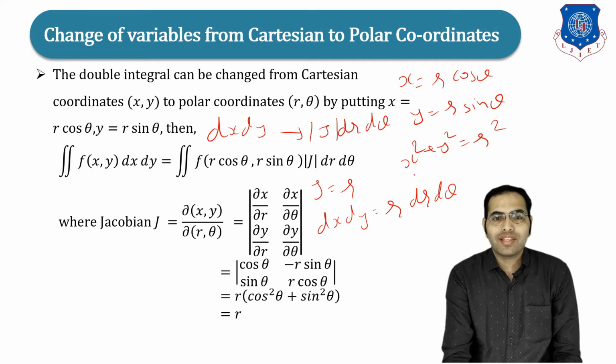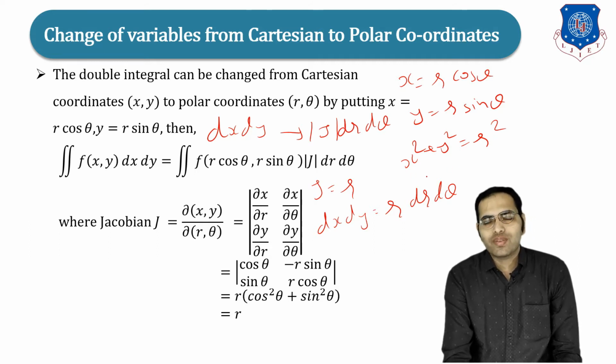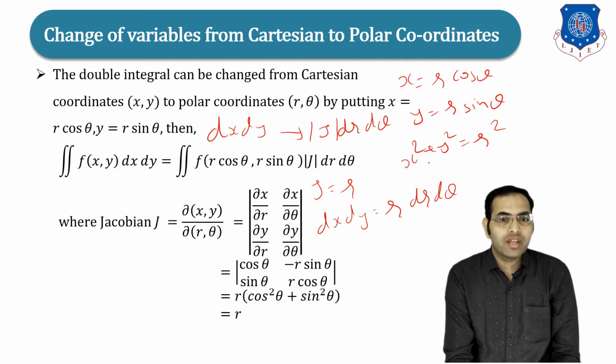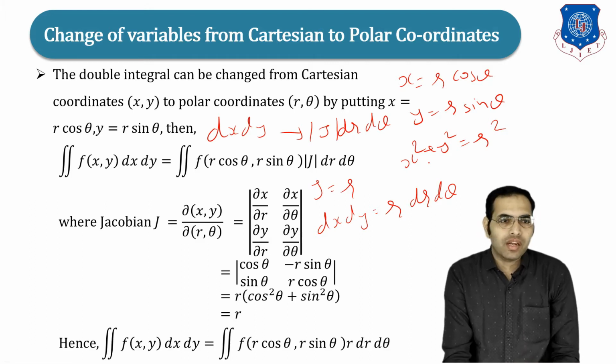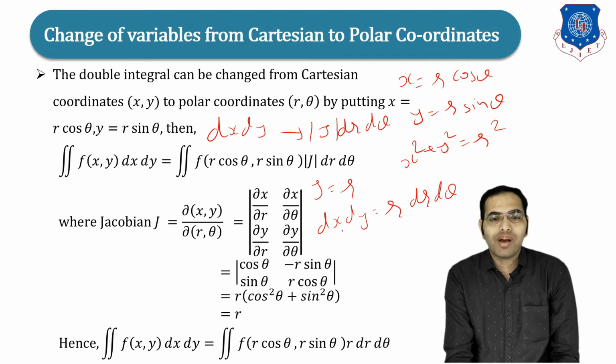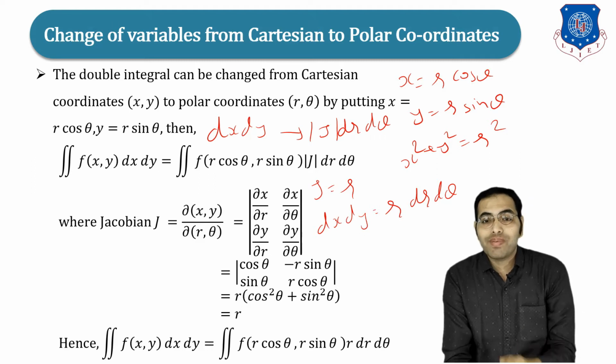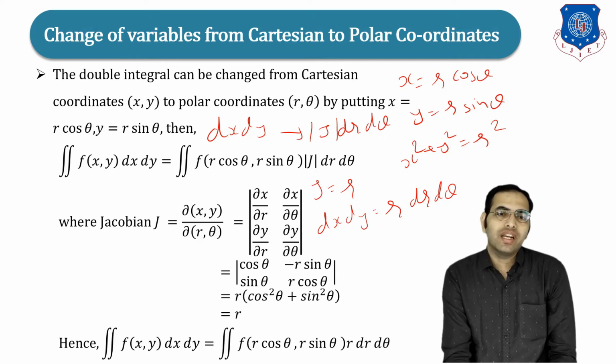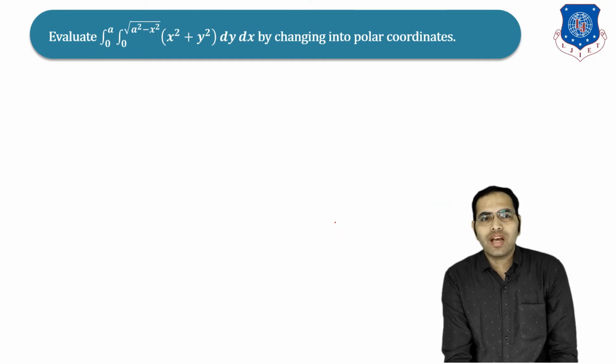Substituting, x square plus y square is r square cos square theta plus r square sin square theta. r square is common, then cos square plus sin square is 1, so the value is r square. This value will be replaced in our function, which is then converted into polar coordinates. After that we solve the double integral. Now the double integral of f of x, y dx dy equals the double integral of the function of r cos theta, r sin theta, with mod J replaced by r, that is r dr d theta. Let's see one more example.